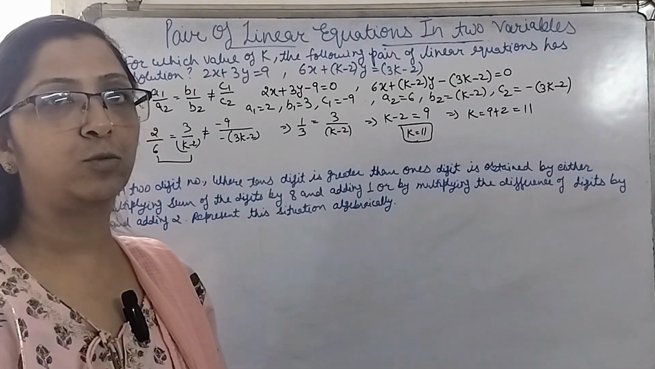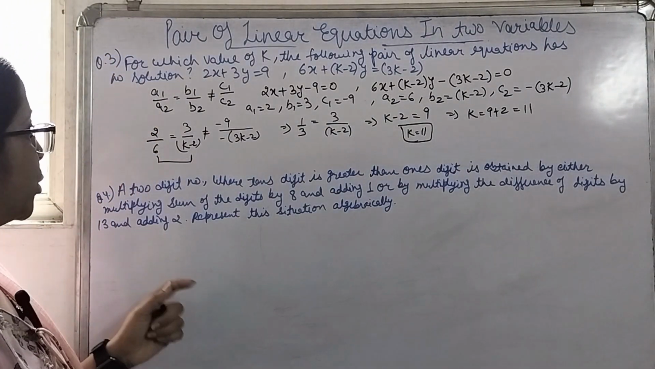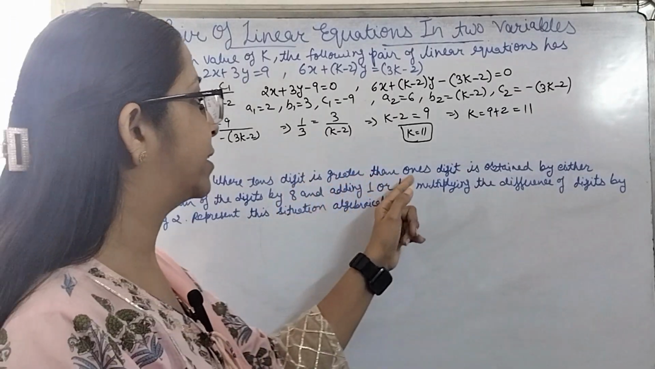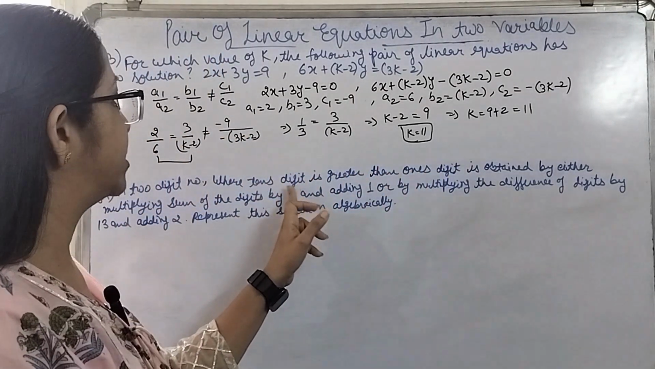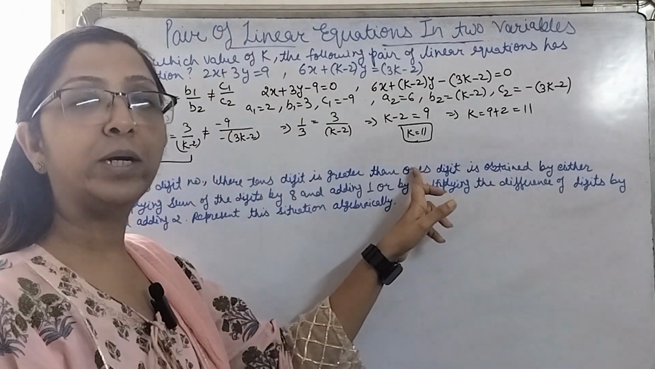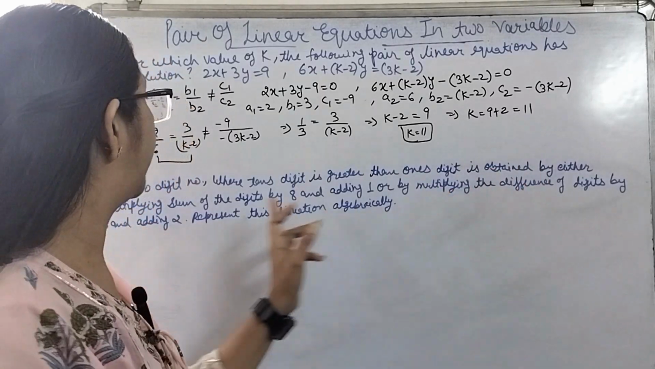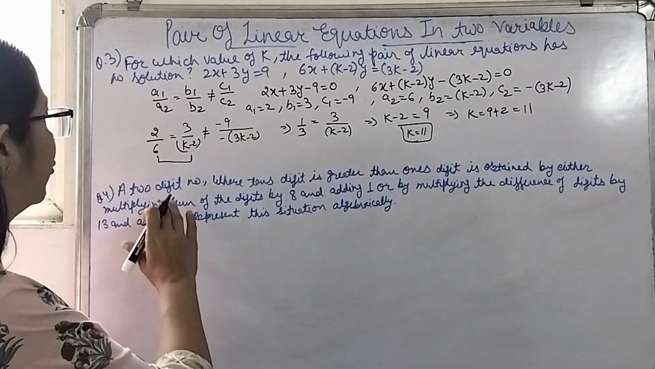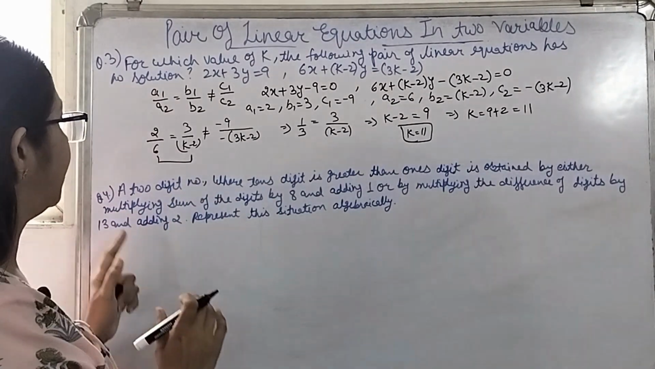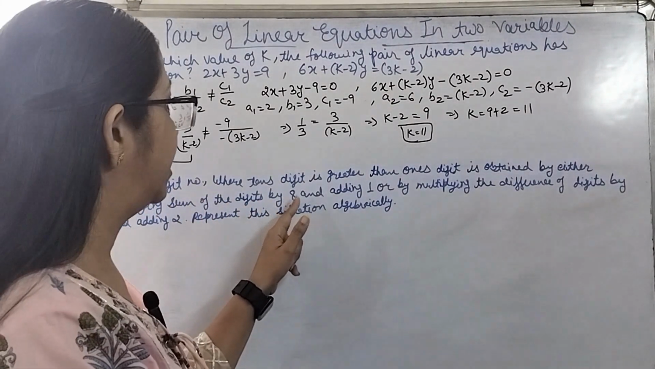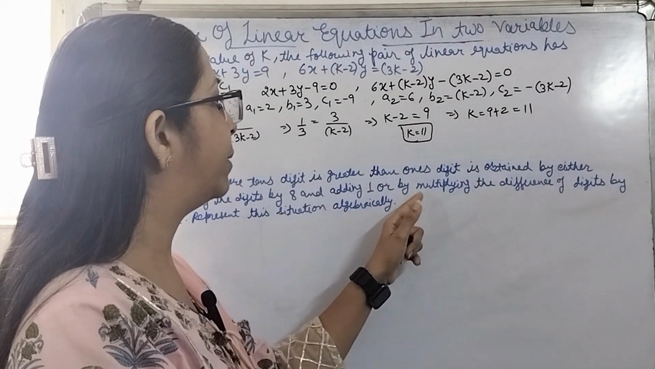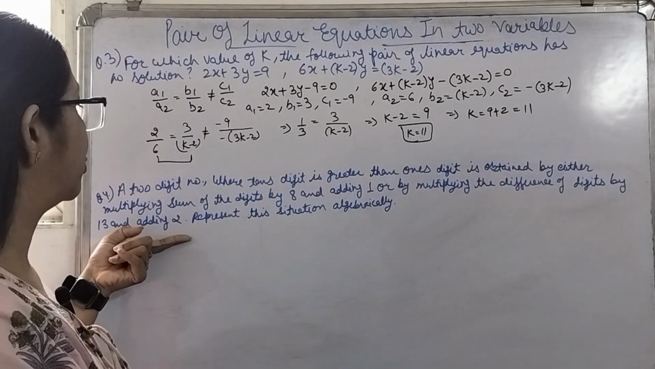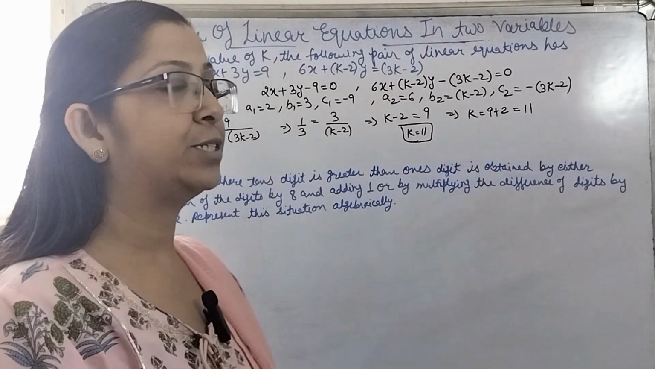Now the next question: a 2-digit number where the tens digit is greater than the ones digit. It is given to us that the tens digit is greater than the ones digit. The 2-digit number is obtained either by multiplying the sum of the digits by 8 and adding 1, or by multiplying the difference of the digits by 13 and adding 2. Represent this situation algebraically.